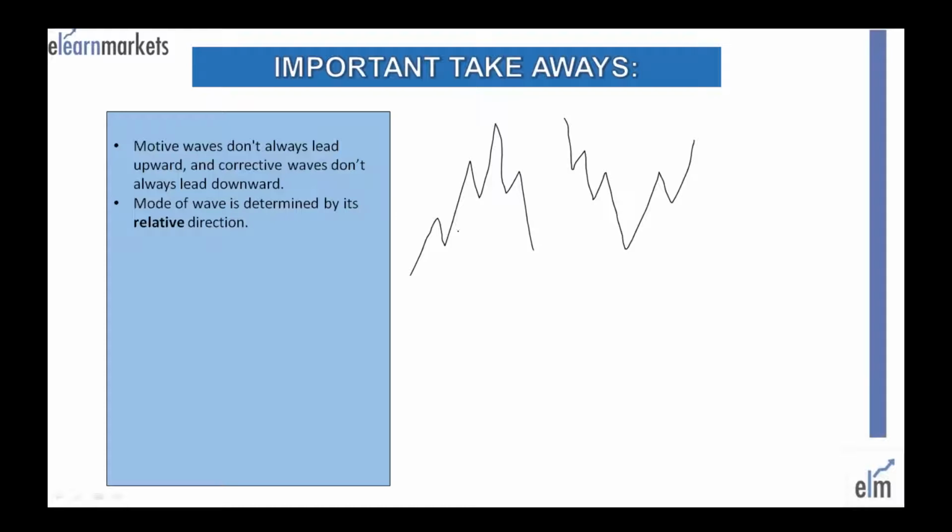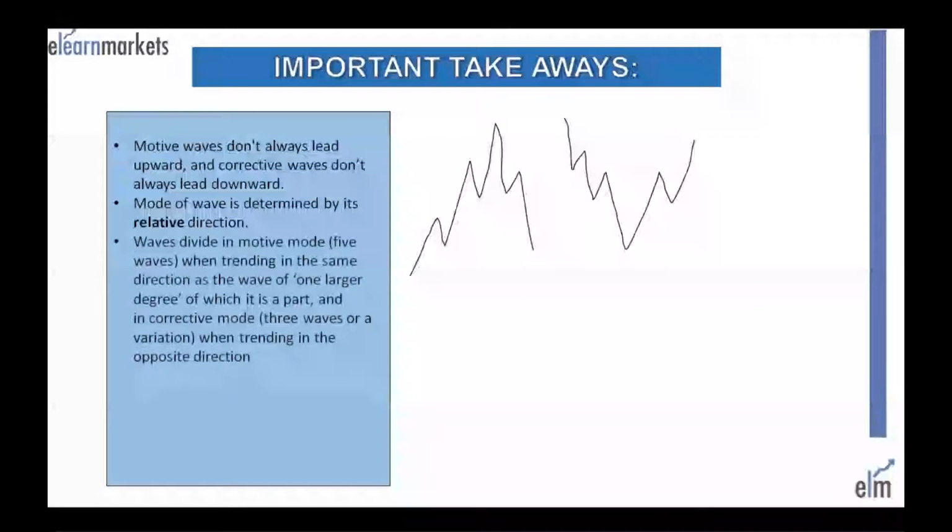But how will you determine whether it's a motive or a corrective wave, and what's the definition? The answer is, the mode of a wave is determined by the relative direction. Waves divide in motive mode, that is 5 waves, when trending in the same direction as a wave of one larger degree. So if this is the trend, one up, one down, one up, one down, one up and one down, this is a 5-wave structure, and it is affecting this particular structure, then this becomes the motive wave and this becomes the corrective wave. Within this entire wave, there can be 1, 2, 3, 4, 5, 1, 2, 3, 1, 2, 3, 4, 5, and 1, 2, 3. So that is how the market unfolds.